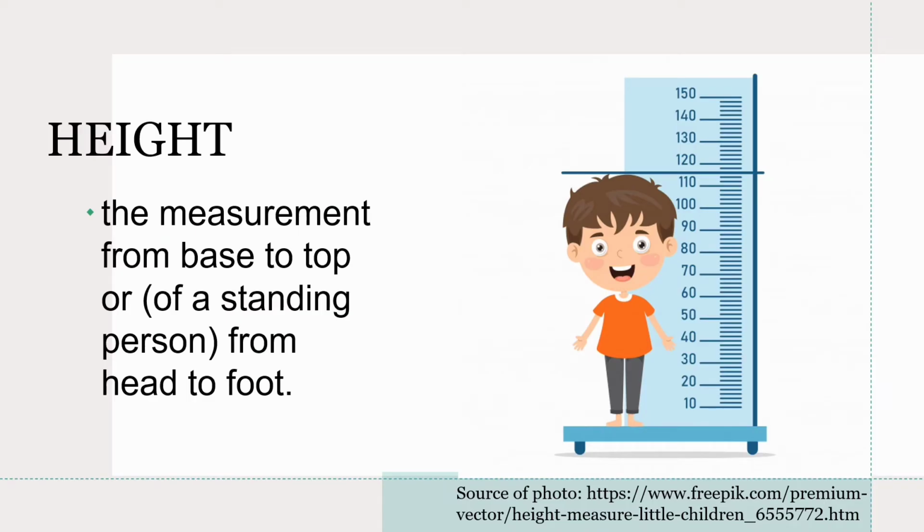We are going to define what is height. Height is the measurement from base to top, or of a standing person from head to foot. So this is a measurement from your foot to the top of your head. Usually we are using centimeter as unit in getting our height. But in computing for your BMI, the needed unit is meter. As we proceed, I will teach you how to convert centimeter into meter.